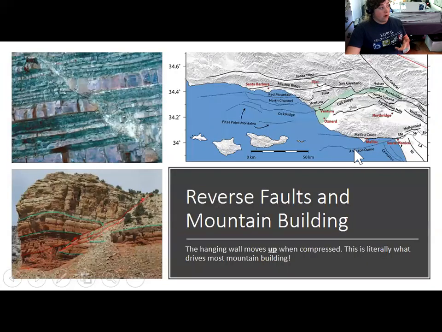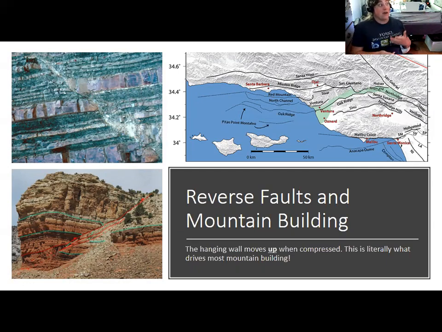Now, reverse faults you often find with mountain building. A lot of mountains form simply from the accumulated effects of upward movement along reverse faults. And this is essentially how the Himalayas were uplifted. The Himalayas were uplifted by lots of little movements along reverse faults. It is still occurring to this day.